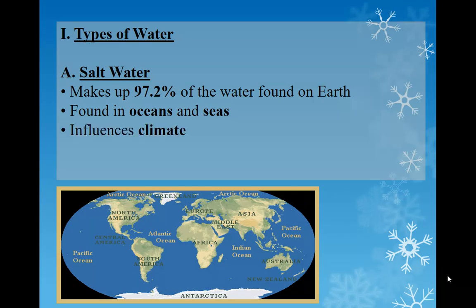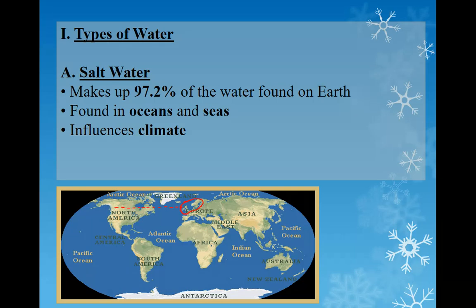And salt water, and specifically the oceans, can have a major influence on climate. The example I want to use here is if you take this area in Europe, kind of in the Great Britain area, and compare it to a similar area in North America, if you went all the way across, it would line up with where Hudson's Bay is.